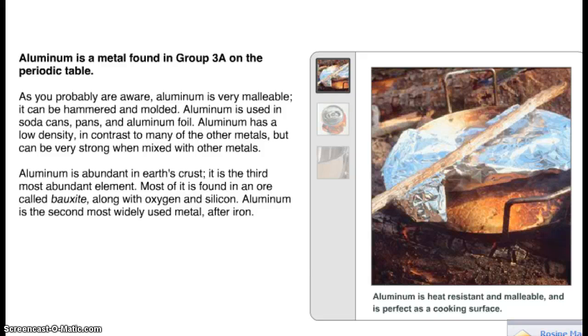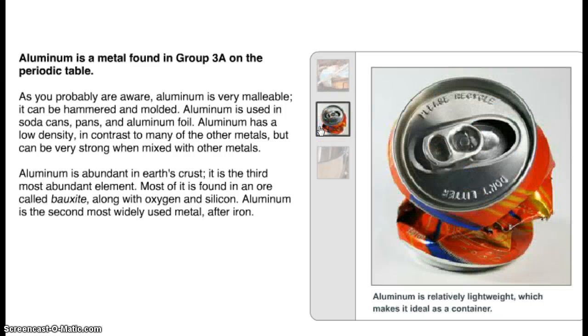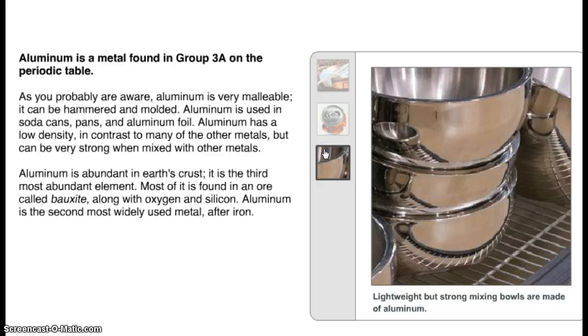Aluminum is abundant in the Earth's crust. It is the third most abundant element. Most of it is found in an ore called bauxite, along with oxygen and silicon. Aluminum is the second most widely used metal, after iron. Aluminum is heat resistant and malleable, and is perfect as a cooking surface. Aluminum is relatively lightweight, which makes it ideal as a container. Lightweight but strong mixing bowls are made of aluminum.